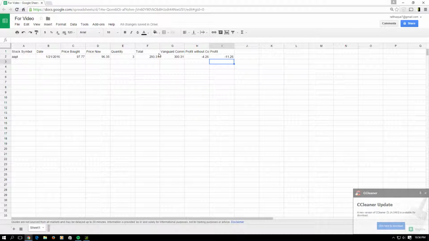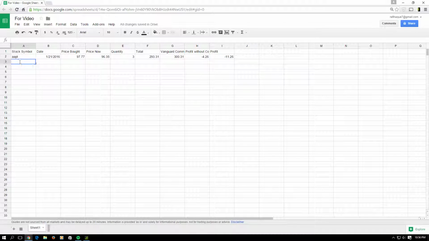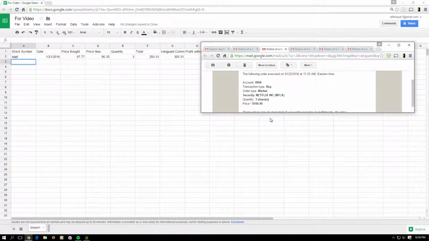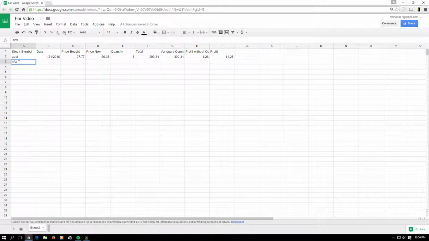The next few things I'm going to say will also be very critical to the learning process, I guess. The next purchase I made in 2016 was Netflix, and their symbol is NFLX. I don't know if I explained it earlier: Apple's symbol was AAPL, and that's how that works. The next one was Netflix, NFLX, and I also bought 3 shares of it for $100.99. So let's put in NFLX, and we bought that the very next day, which was 1/22.